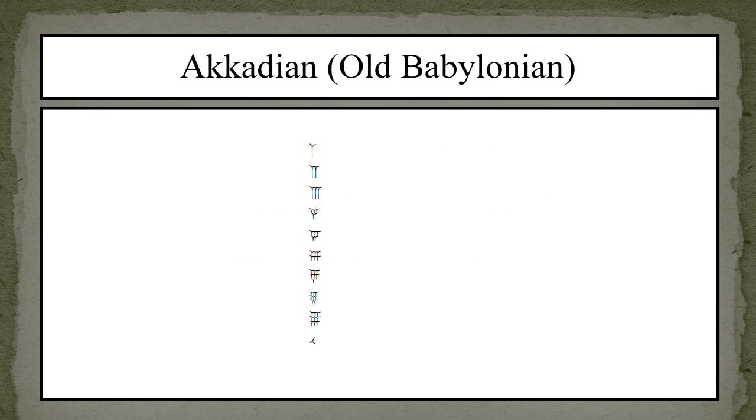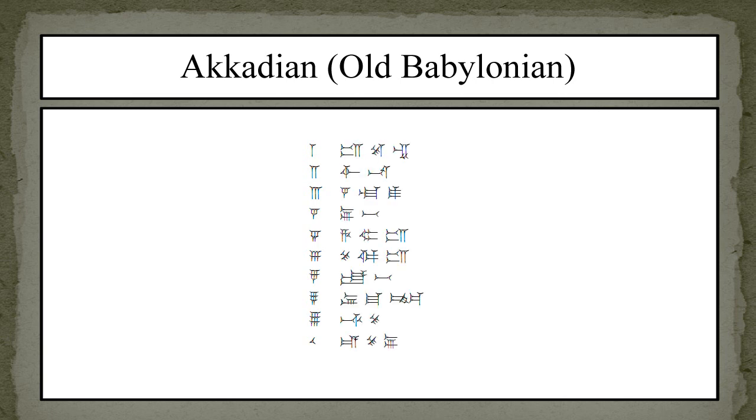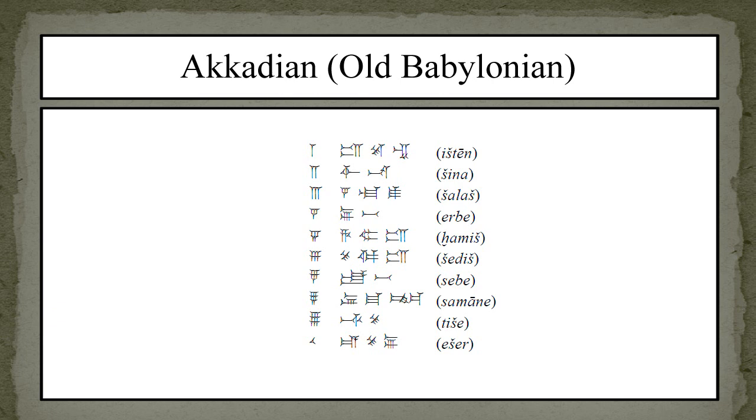So let's start with the East Semitic language Akkadian, more precisely its Old Babylonian dialect, although the font I used for cuneiform here is an Assyrian one. These are the numeral symbols. This is how the numbers are written out in cuneiform, and here you got the transcription and pronunciation.